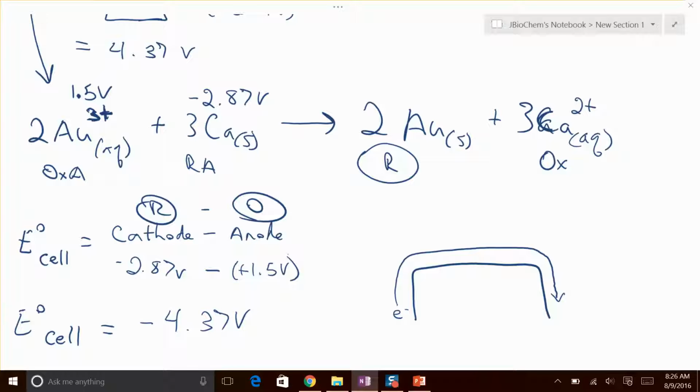So if you come across a question like this, then the best way to look at it is reduction minus oxidation.